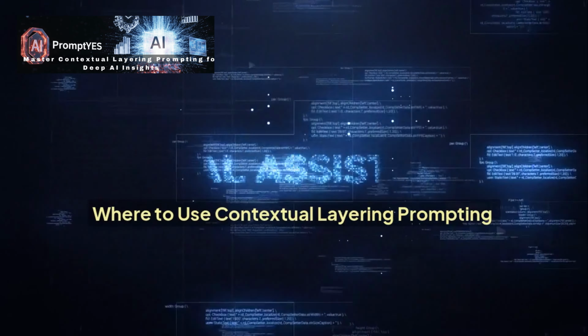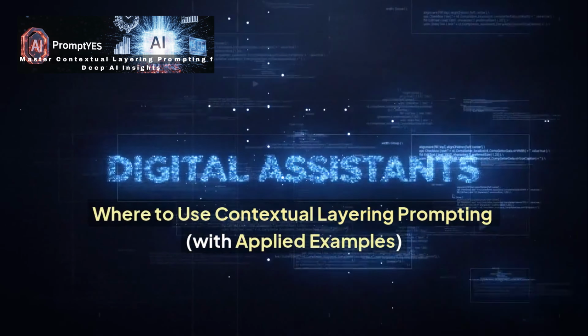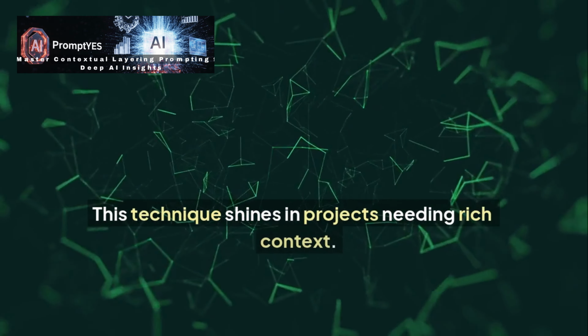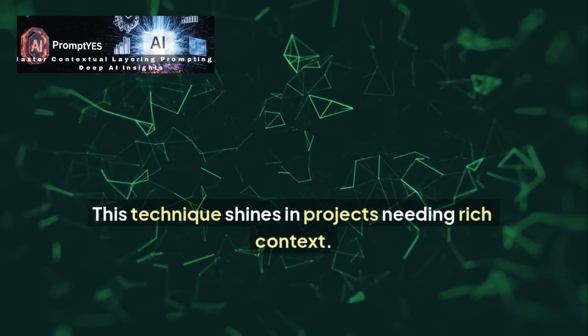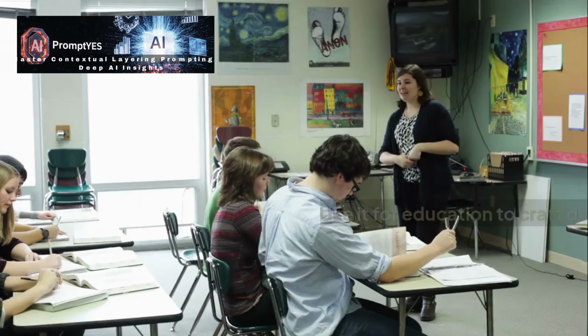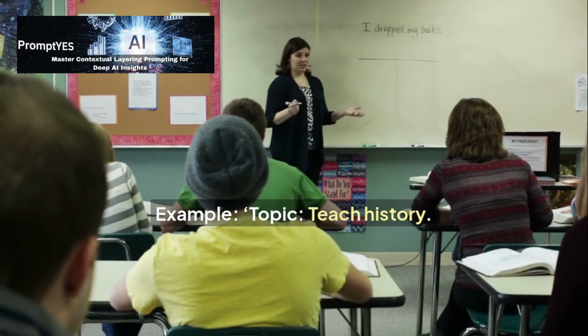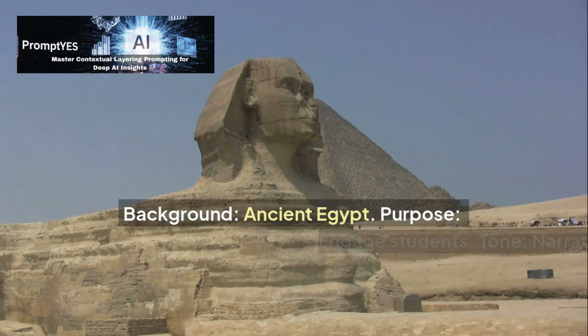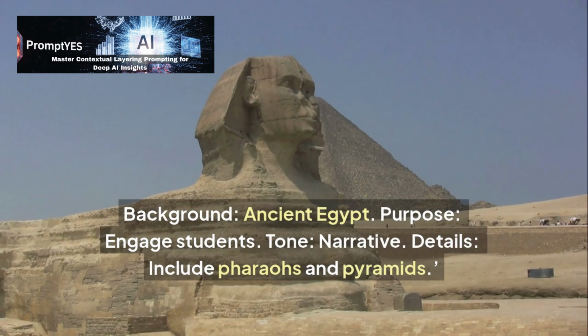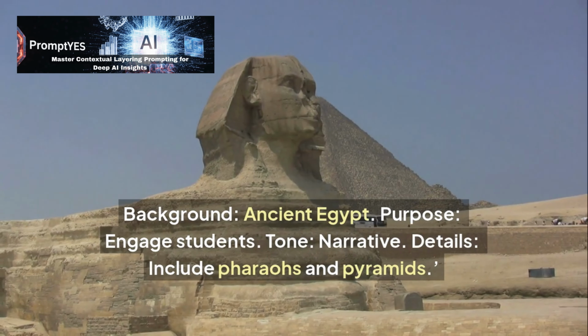Where to use contextual layering prompting? With applied examples, this technique shines in projects needing rich context. Use it for education to craft detailed lessons. Example. Topic. Teach history. Background. Ancient Egypt. Purpose. Engage students. Tone. Narrative. Details. Include pharaohs and pyramids. You'll get an immersive lesson plan.